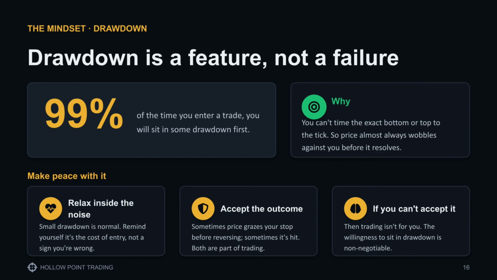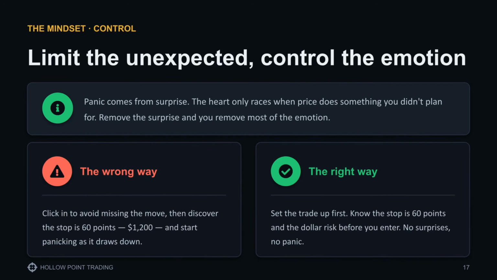It isn't a failure. It's a fundamental feature. 99% of the time, you will sit in some drawdown because it's impossible to time the perfect entry to the tick. You must learn to relax inside the noise and accept that this is part of the process. To maintain control, you must limit the unexpected. Panic arises from surprise.